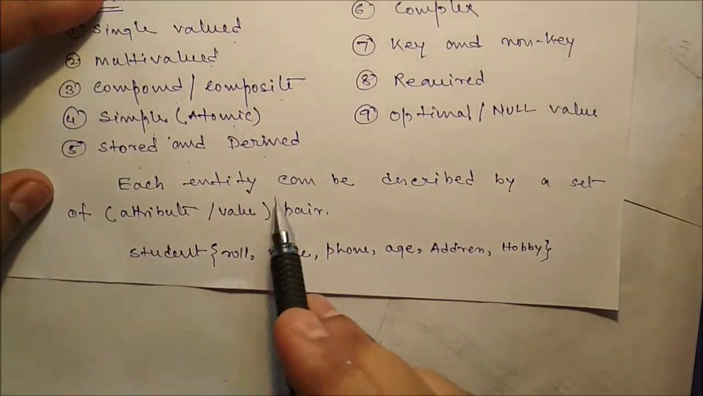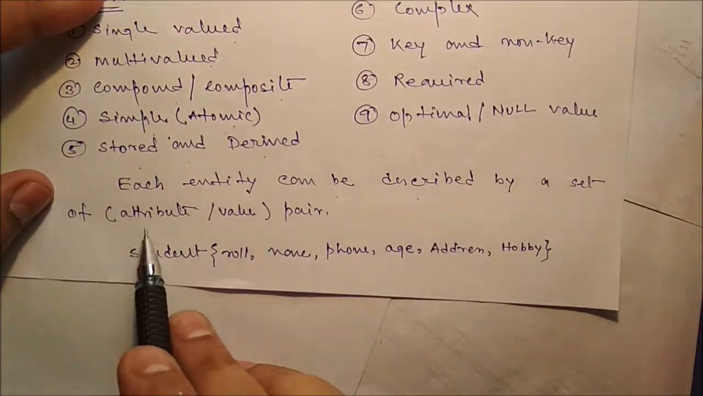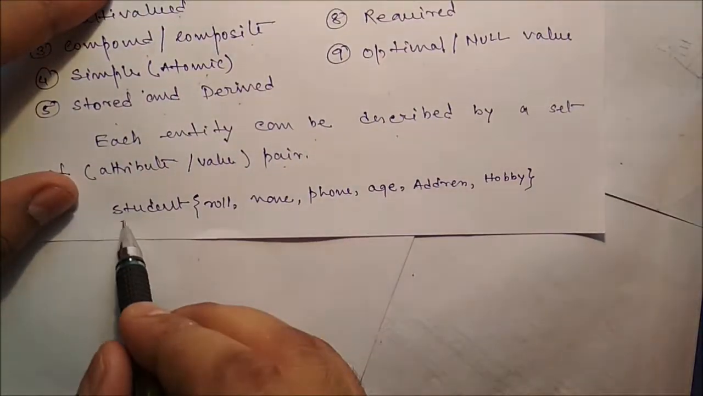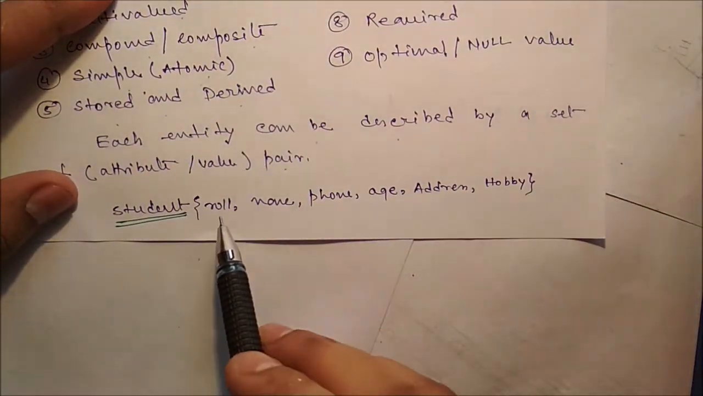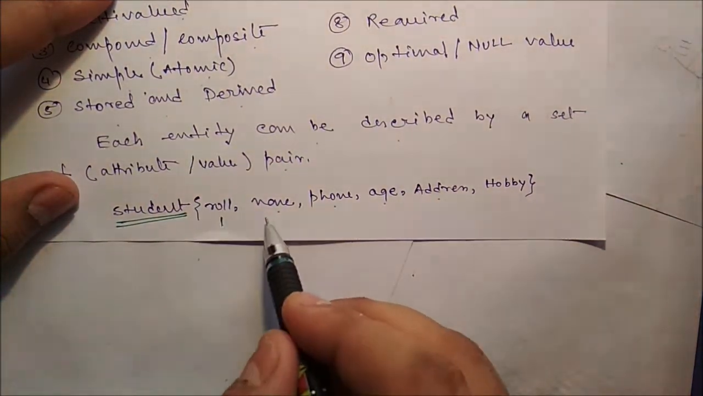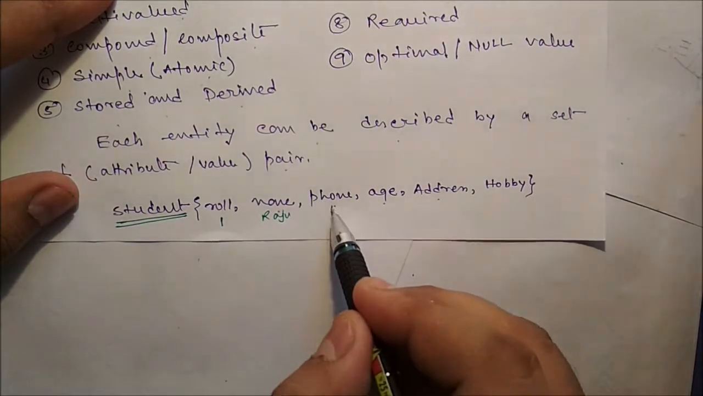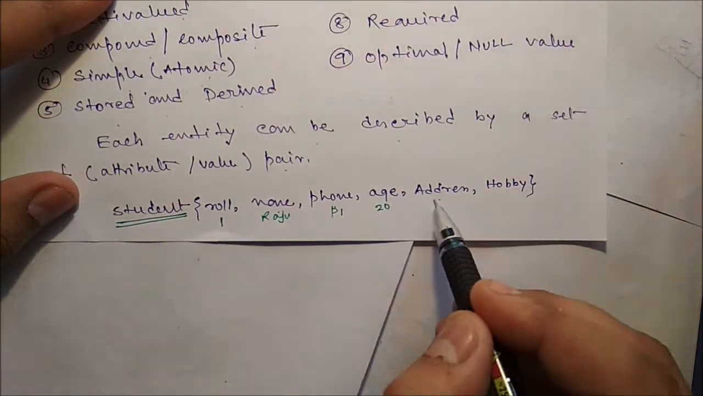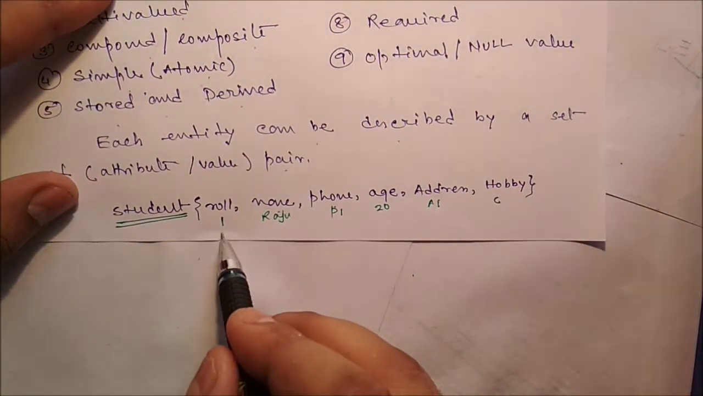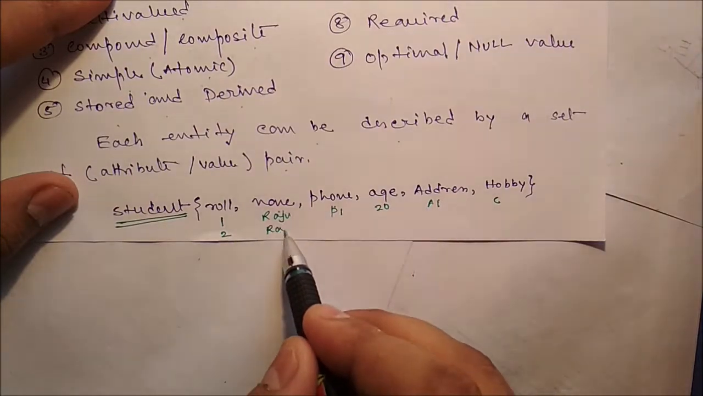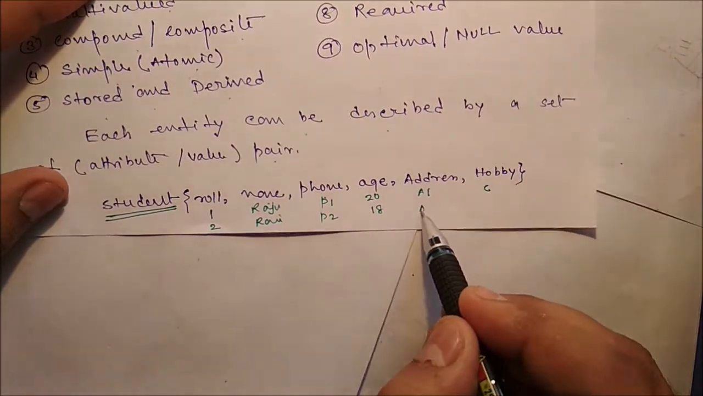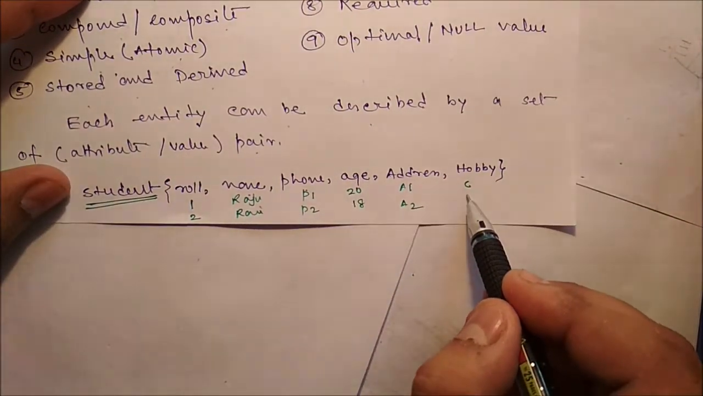Each entity can be described by a set of attribute value pairs. So that means what? Say one entity set is student. The attributes are what? Roll number, name, phone, age, address, hobby. So say roll number 1, name Raju, phone number P1, age 20, address A1 and hobby cricket. Similarly, roll number 2, name Rani, phone number P2, age 18, address A2, hobby basketball.